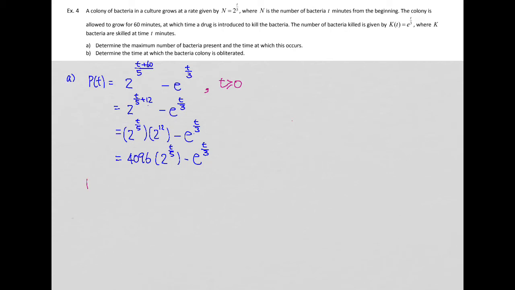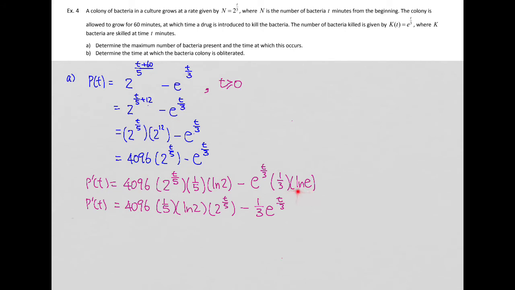Next, we're going to find p prime. So 4096 is the coefficient. So differentiation of 2 to the exponent t over 5 is an exponential function. So you copy it down, times the differentiation of the exponent, which is 1 over 5, times ln of the base, which is ln 2, minus e to the power t over 3, times the differentiation of the exponent, which is 1 over 3, times ln e. Since ln e is 1, we can simplify the equation to this line here.